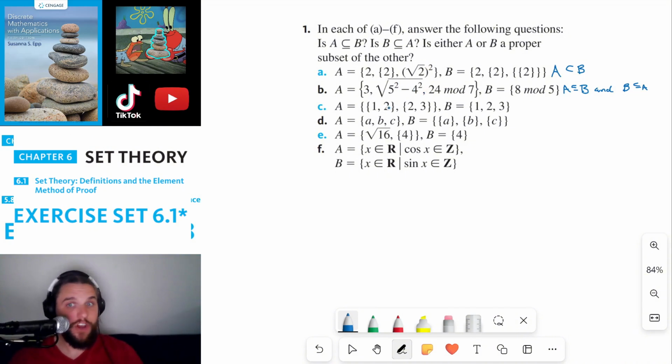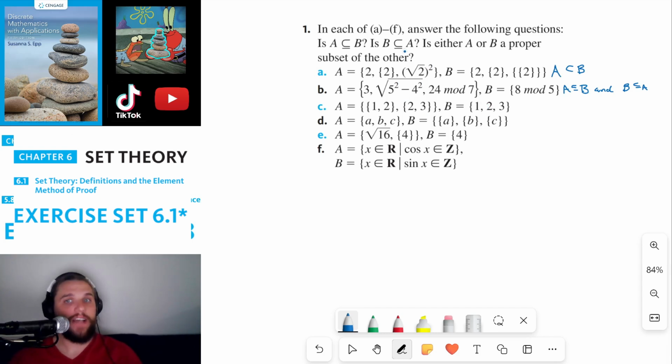And the answer is no, because none of these elements here are in the set B. Now, yes, some of the elements inside the elements of A are also in B, but the elements of A are not elements of B. And that's because B does not contain the set containing 1 and 2, and B does not contain the set containing 2 and 3. B does contain 1, 2, and 3, but those are numbers.